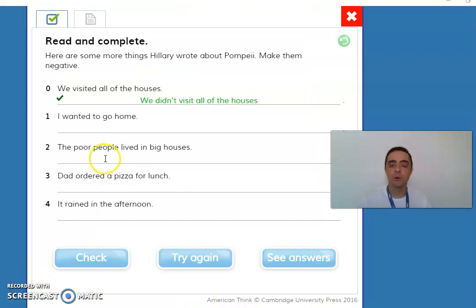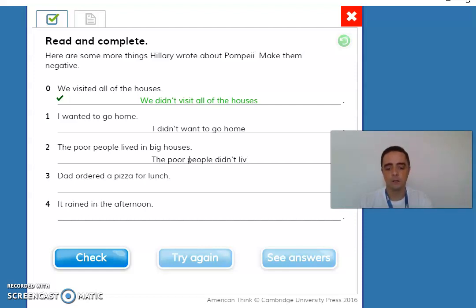Let's do exercise number 2 together. So, I wanted to go home. When I put in the negative, I'm going to put didn't and the verb without ed. I didn't want to go home. Then the poor people didn't live in big houses.